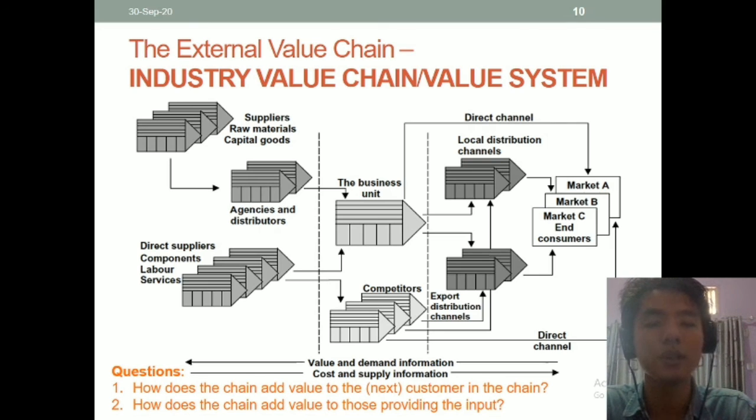The questions here are, how does the chain add value to the next customers in the chain? And how does the chain add value to those providing the input?